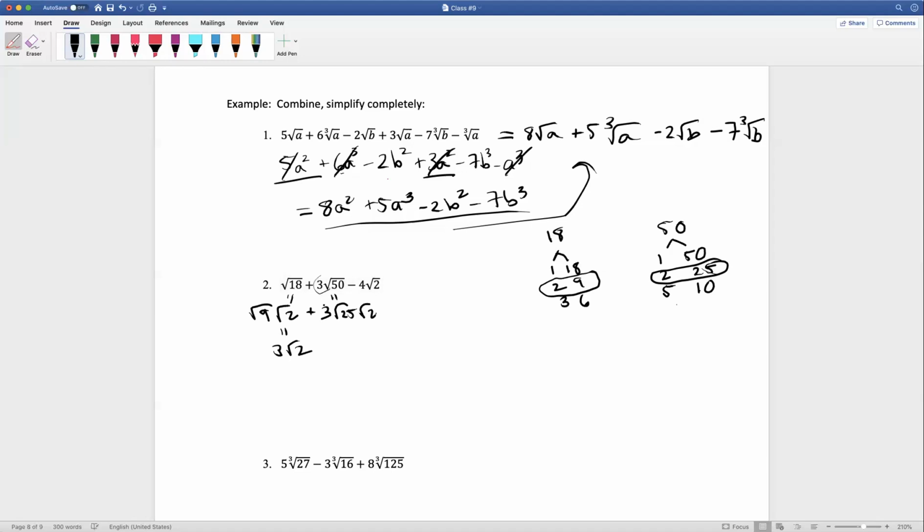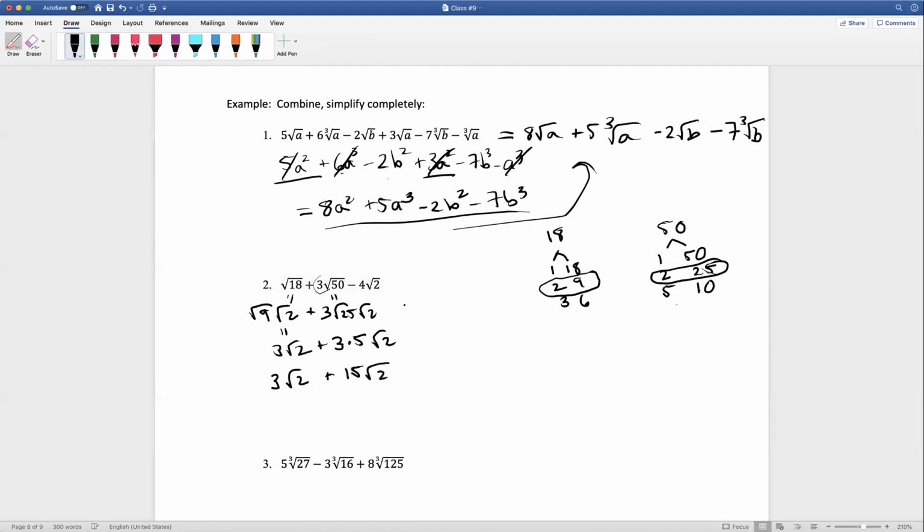Remember, this term, I still have to bring it down. It's still part of that. So this becomes plus 3 times. Now the square root of 25 is 5 times the square root of 2. And we didn't talk about this. We're going to talk about this under multiplication and division, but we define addition and subtraction first for radicals. Numbers on the outside of the radicals are multiplied together, and numbers on the inside of the radical are multiplied together. So what that means is 3 times 5 is the same thing as saying 15 square root of 2.